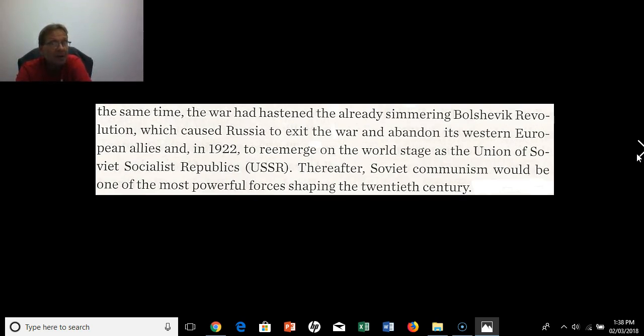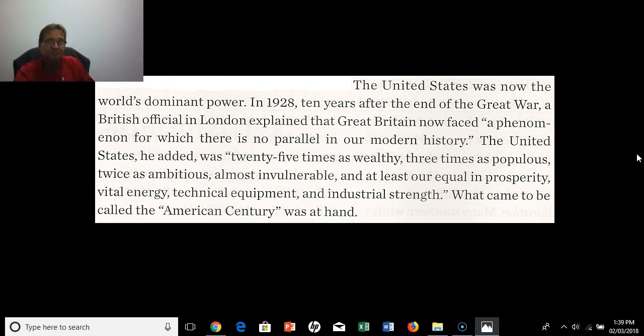At the same time, the war hastened the already simmering Bolshevik Revolution. As we've seen, it caused Russia to exit the war and abandon its Western European allies. And in 1922, as we mentioned, the USSR emerges on the world stage, and Soviet communism will be one of the most powerful forces shaping the 20th century. The United States is now the world's dominant power.